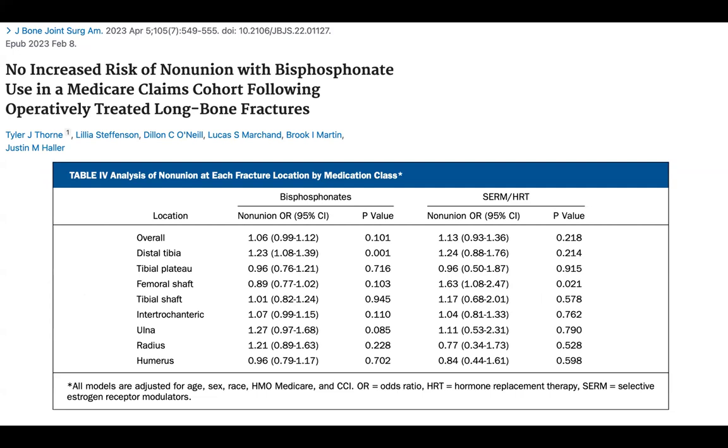And they looked specifically also within the 90 days post-fracture, and there was no significant association with non-union. Timing of medication didn't matter at all either. And again, this was published in JBJS in 2023. So, good data and very high numbers to look at.